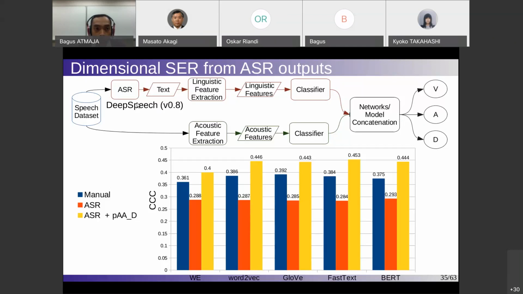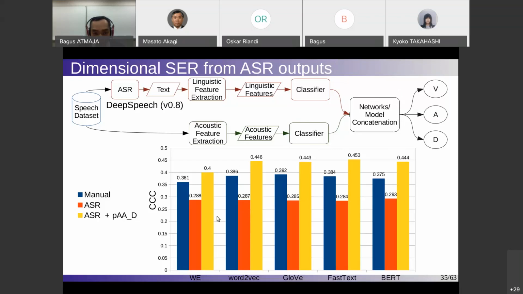In this case, I use DeepSpeech from Mozilla version 0.8, and then from the transcribed text, I extract the linguistic features and then input those linguistic features to the classifier. And for acoustic, it is the same as the previous, and I concatenate the two models here, and then use a one-unit dense layer to predict the degree of valence, arousal, and dominance. And the results are shown here.